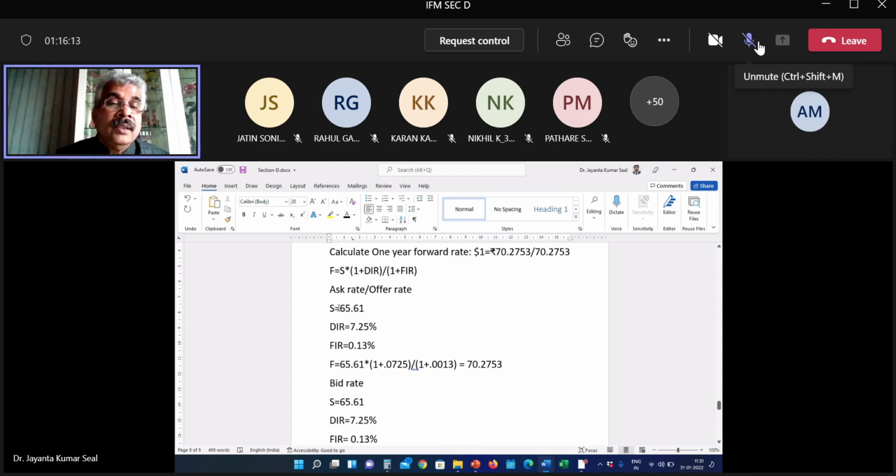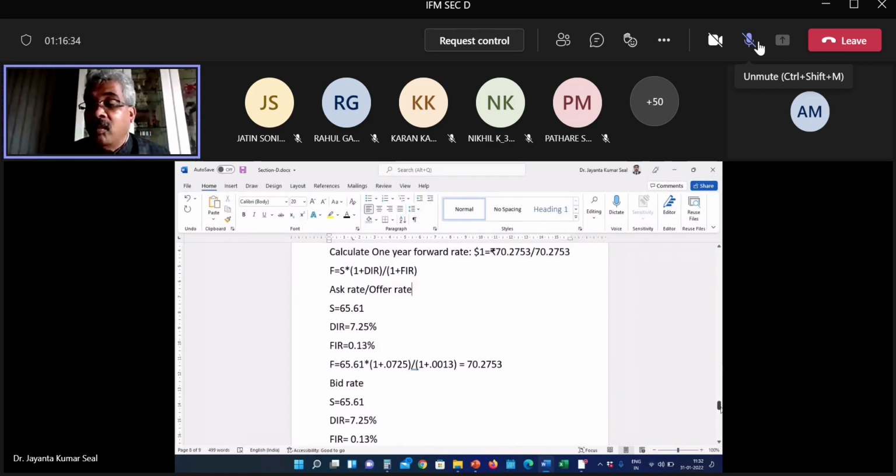If I want to buy this, the money will be blocked for a period of 1 year. So if I borrow, I'll be paying 7.25%. And once I buy the dollar, I'll be investing that in the dollar market. I'll be getting 0.13%. So this is how I calculate it.